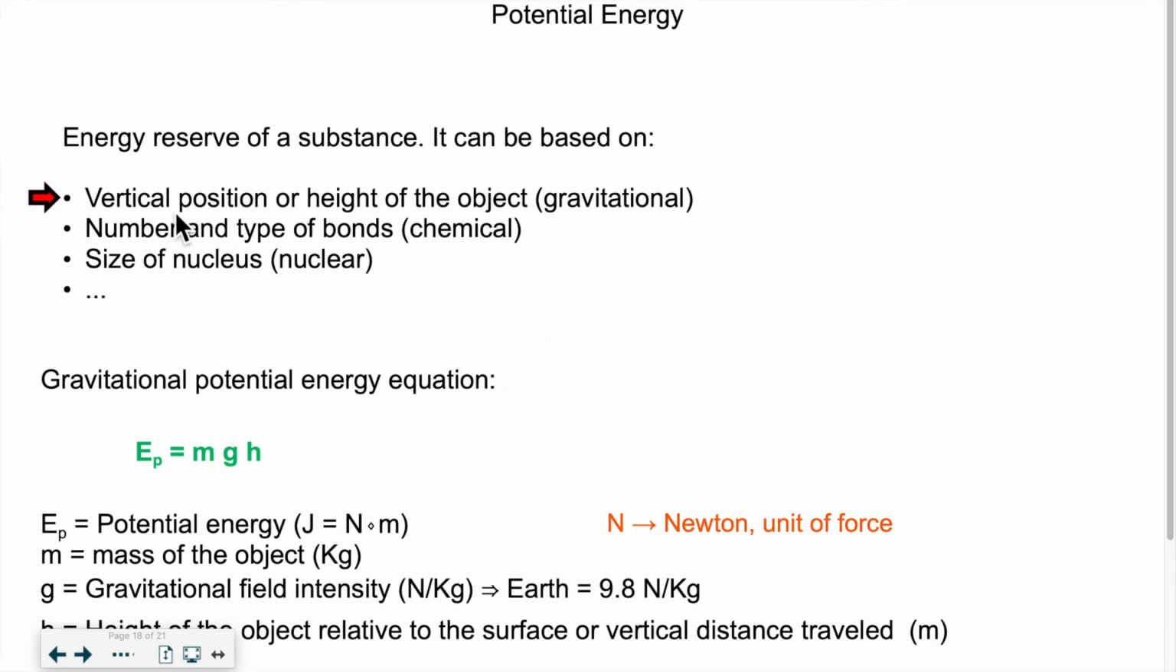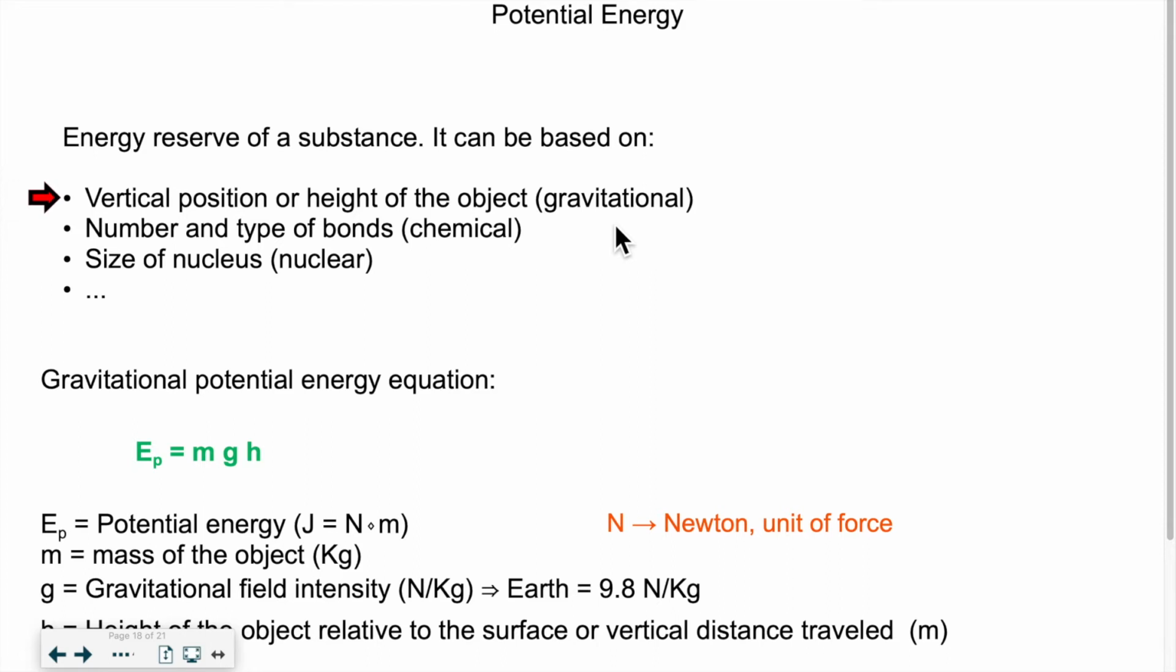So one is based on the vertical position or height of the object. So indirectly, it's linked to gravity. So if, for example, I hold an object up and I drop it on my toes, well, that's going to hurt, obviously. But why? Because depending on the height at which I was holding the object, it has the potential to hurt my toes. So it has energy stored in it based on its vertical position.